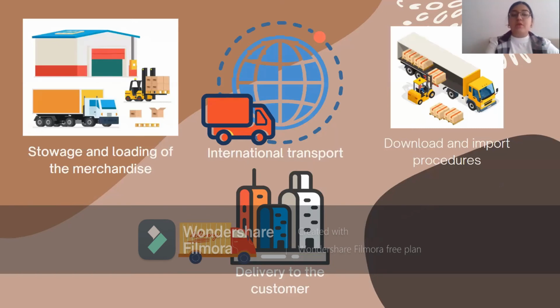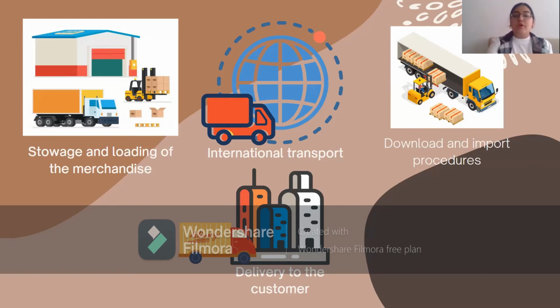Stage number seven is the stowage and loading of the merchandise. The stevedoring company will be in charge of moving the container or merchandise to house it within the international means of transport. Usually the means of international transport are the ship and the plane, as I said before, and the merchandise may travel in bulk, in a container, or by parcel.